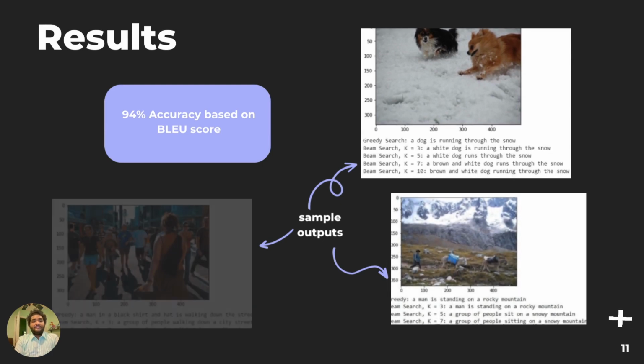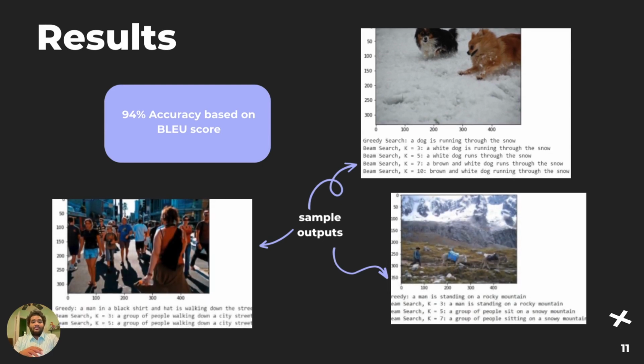So these are the results. Here we have tested the model with 2000 testing images, and we have achieved 94% accuracy. And here are a few sample outputs generated by our model.